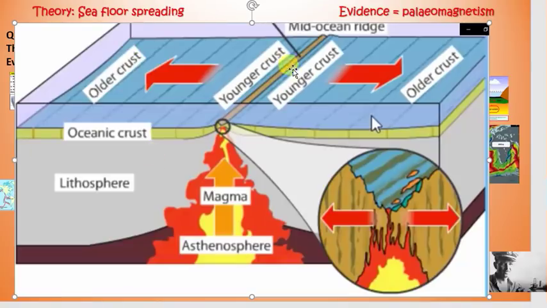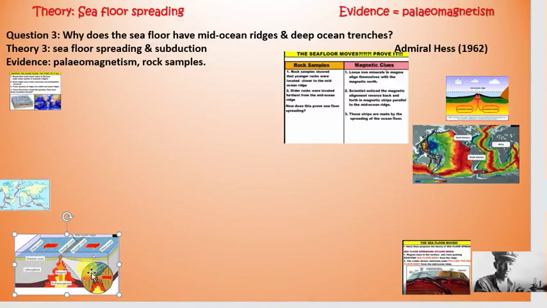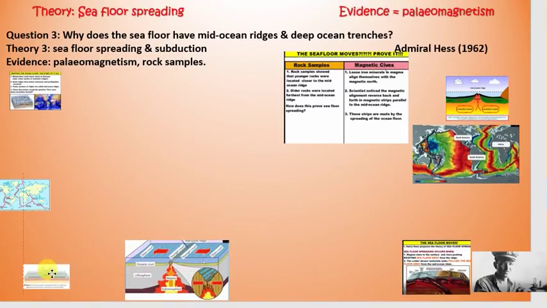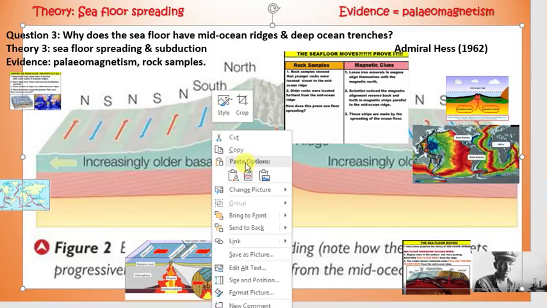All right, so we can prove how old the rocks are. They go from younger to older, but we can also prove kind of the speed of the movement as well. All right. Let me see if I put. Here we go. This one. Yeah, this is a better picture.